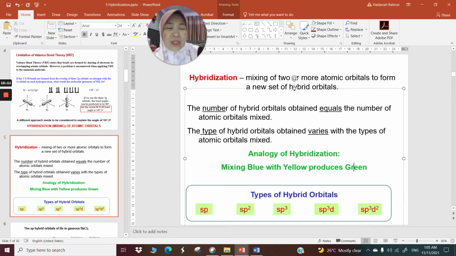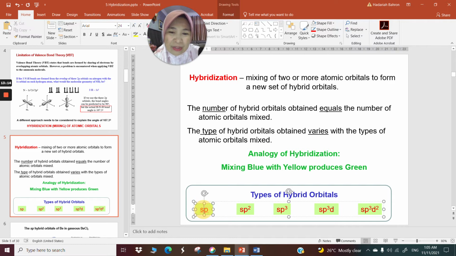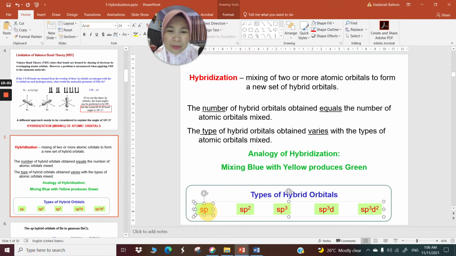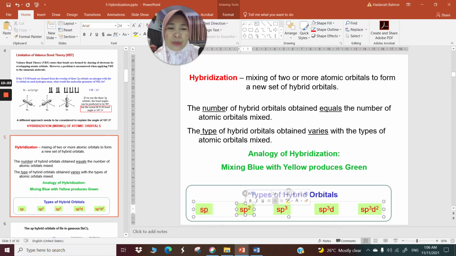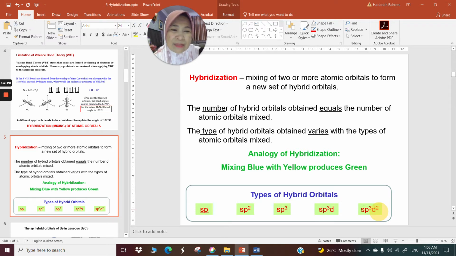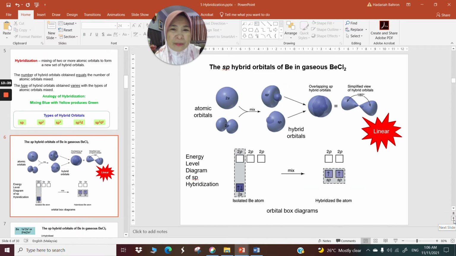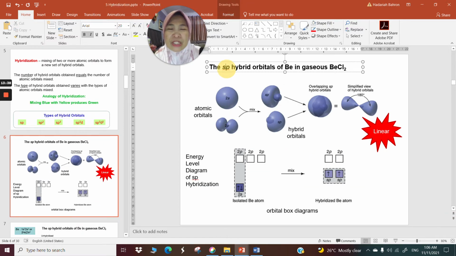So for this lecture, I'm going to cover the formation of 5 hybrid orbitals, which are sp, sp2, sp3, sp3d, and sp3d2 hybrid orbitals. So let's go through it one by one. Let's go through the formation of the sp hybrid orbital of beryllium in gaseous beryllium chloride.